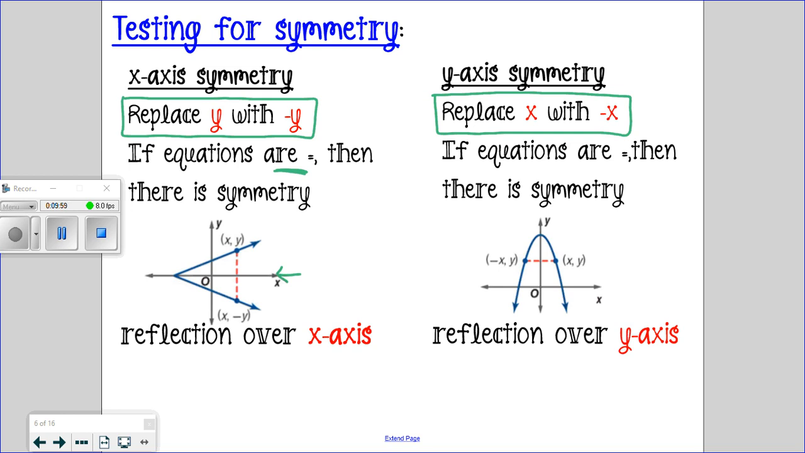If it has x-axis symmetry, do you notice I replaced the other letter? And if it has y-axis symmetry, I replace the other letter. So that can kind of just be a way to remember which one to do. If it's x-axis or y-axis symmetry, replace the other letter. Okay. Now origin doesn't have a letter.